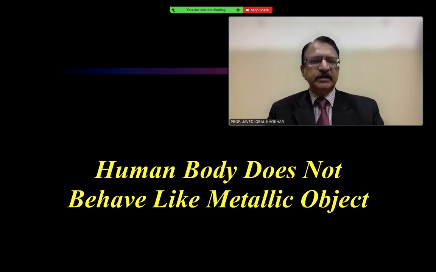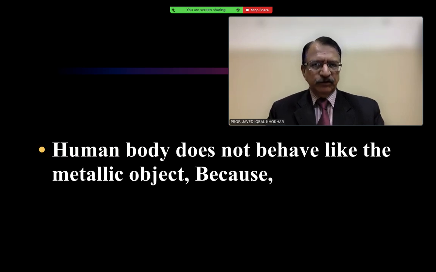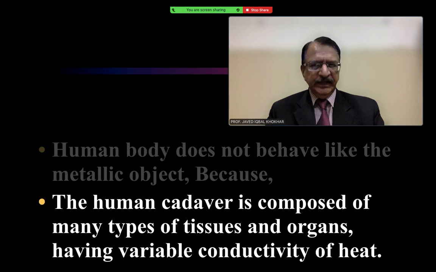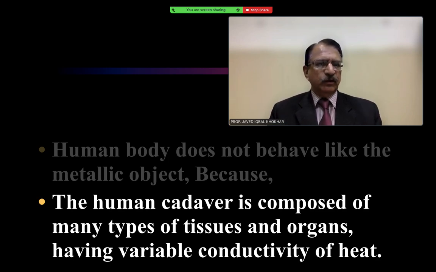The human body does not behave like a metallic object. We should understand this. What does this mean? Because we know that the human body is not composed of uniform tissue or uniform matter. It is made up of various tissues, and there are fluids, gases, and solids like bones, muscles, fat, subcutaneous fat, and the skin. So they all have variable conductivity of heat.